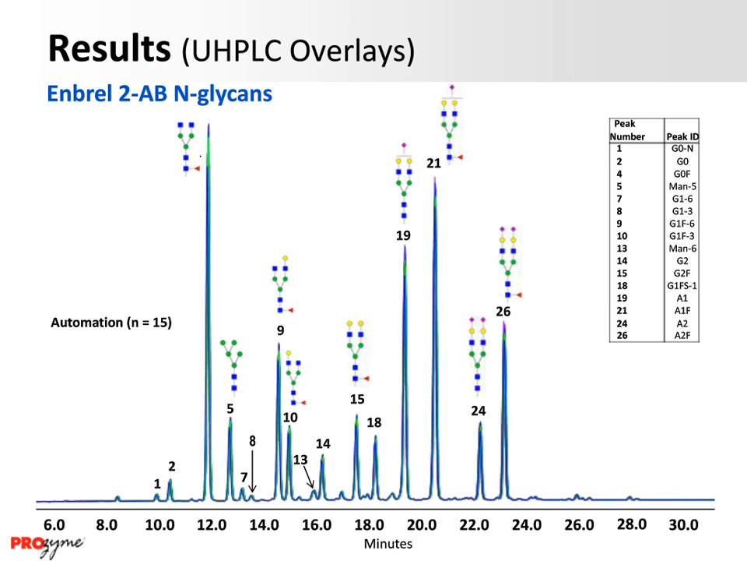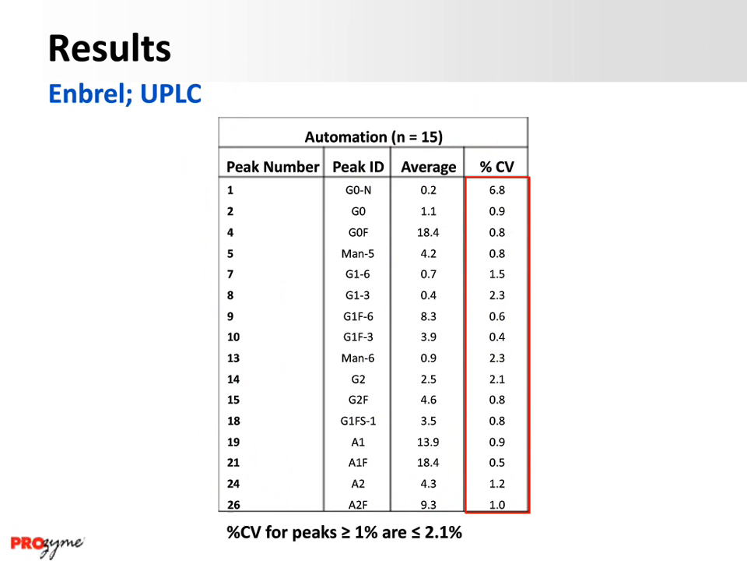The data is in table format. Again, G0F, percentage CV is 0.8, and the percentage CV for peaks greater than or equal to 1% abundance is less than or equal to 2%.